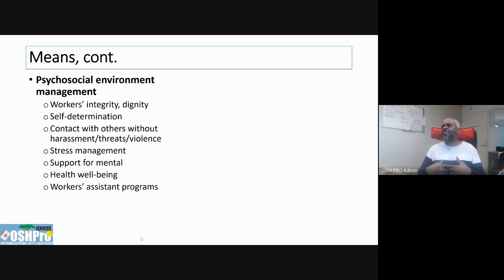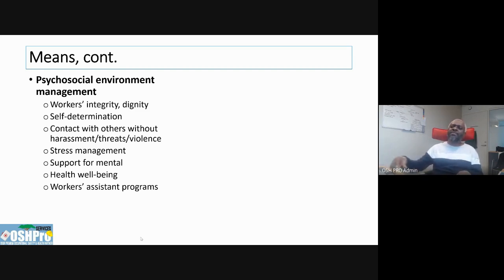Try to know the worker's name and call them by their name, and not "wewe kijana," or "wewe mzee, mbona umezubaa zubaa hapa si pale pa kuzubaa." Such things shouldn't take place. So the worker should have dignity at the workplace, and they should feel integrity of the work they do, and the atmosphere there. There should be self determination, contact with others without harassment, threat of violence. But they can have contact with others and talk without management harassment.